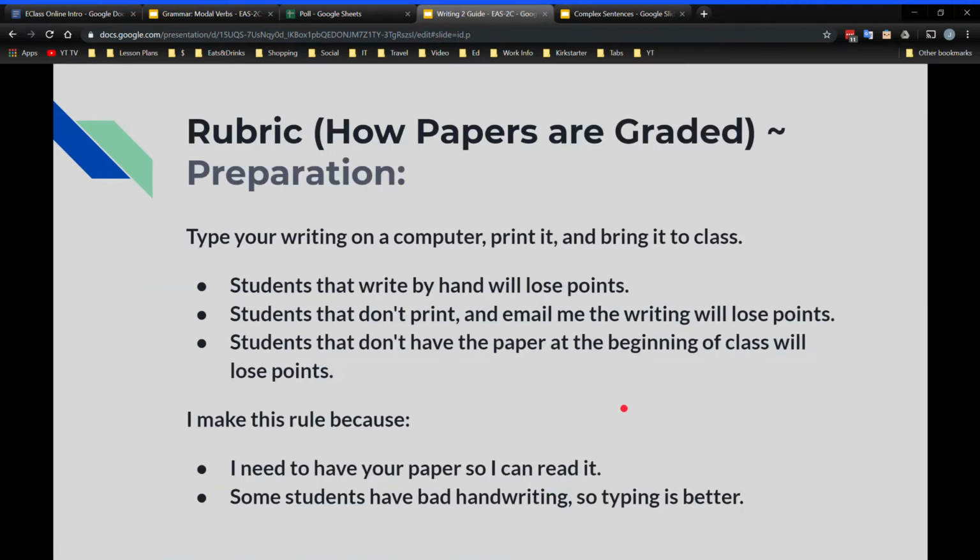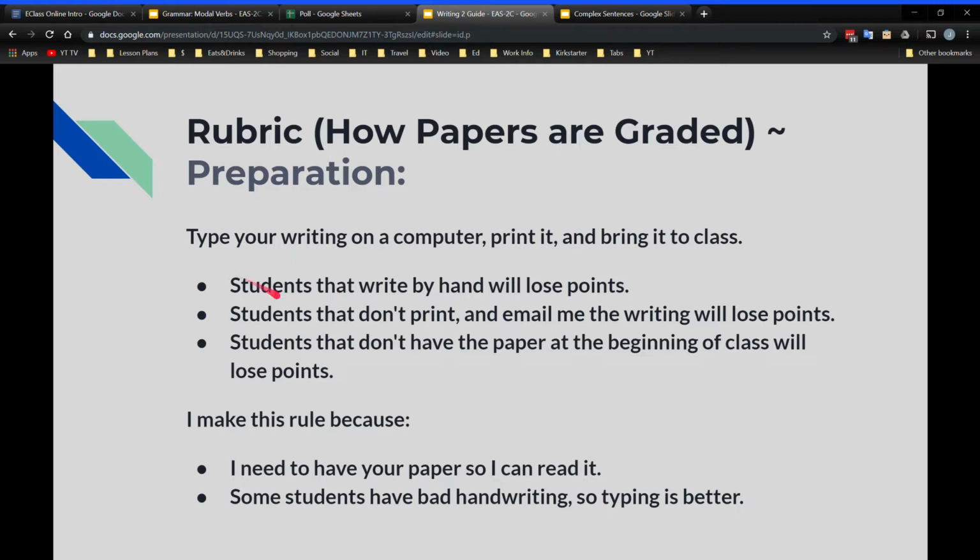Next. So for your writing, all the writings need to be typed and written on a computer and printed out and bring it to class. Part of the reasons, remember, one of the reasons that I want you to write it on the computer is so that you can save it and look at it again when you need to do the writing fix at the end of the term. So if you want to fix this writing, it'll be easier to do that if you have it saved on your computer.